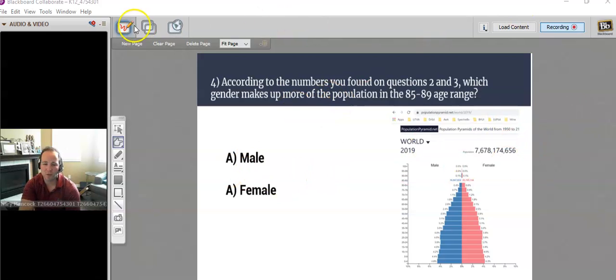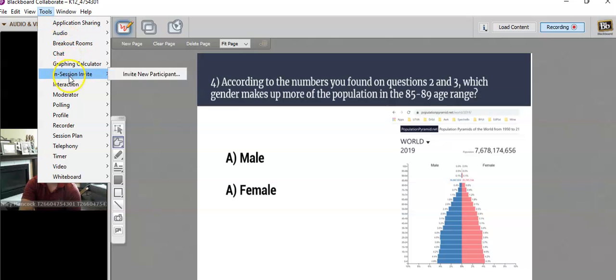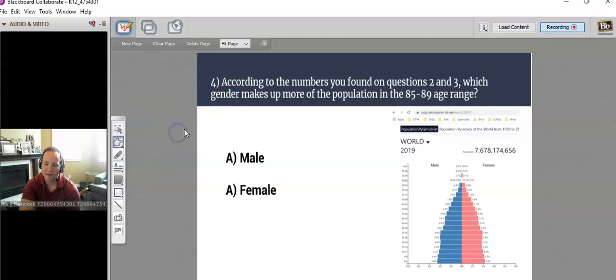I'm going to change our polling tools real quick. Actually, no, the green check is going to be A, the red X is female. Why don't we do that real quick? Which one has most of the population, male or female, in the world from 85 to 89?